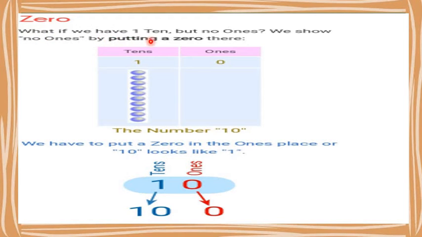What if we have 1 ten but no ones? We show no ones by putting a 0 there. Look, at the tens place we have 1 and at the ones place we don't have any numbers. So what should we do? We should put a 0 in the ones place. We have to put a 0 in the ones place, so it looks like 1, 0, 10. Look, this is tens. At the tens place there comes 1 and at the ones place there comes 0.